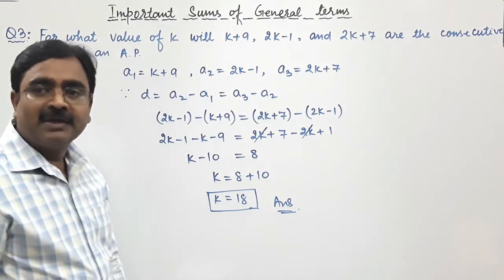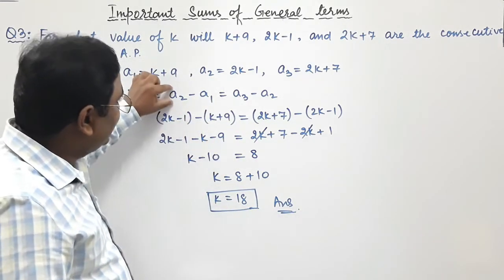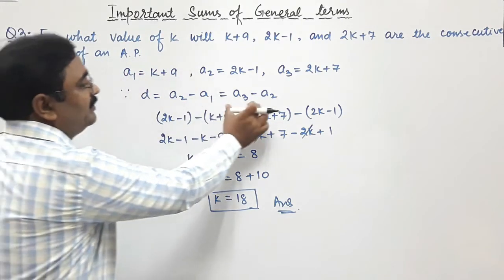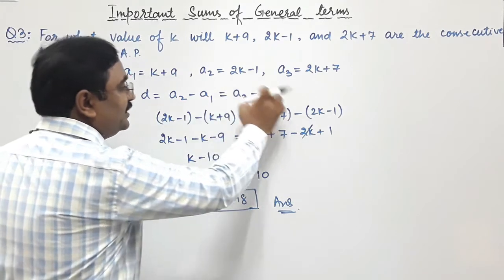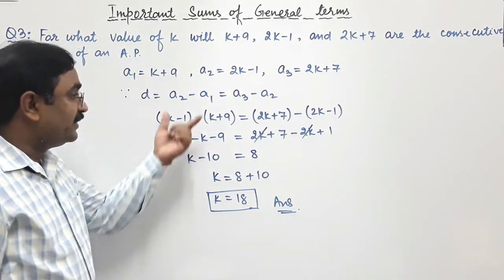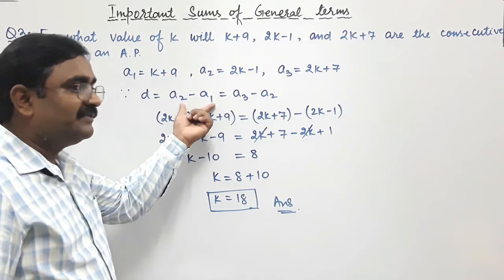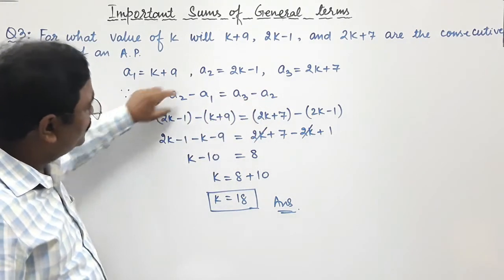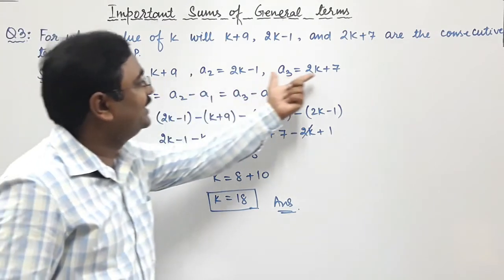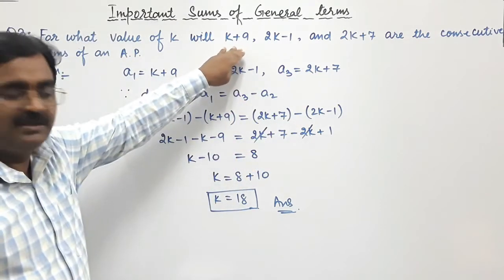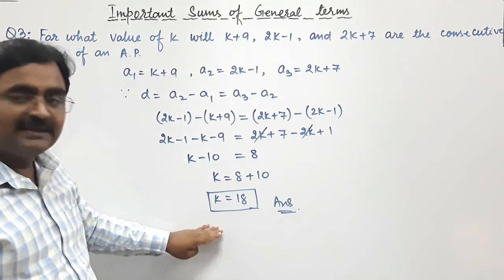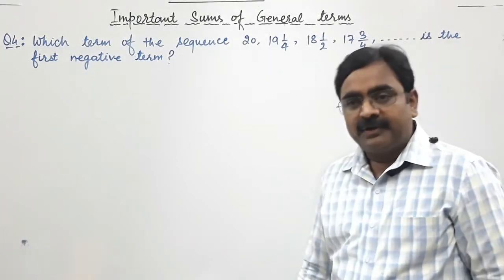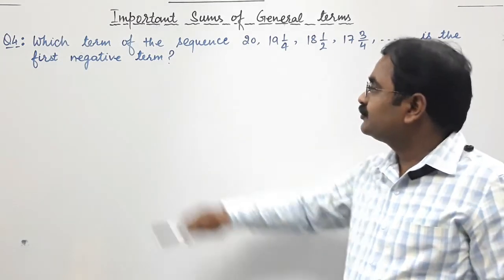Right? Any problem? As a2 minus a1 is the common difference, and this common difference can also be found by a3 minus a2. So we have taken these two relations: a2 minus a1 is equal to a3 minus a2. So we have to substitute the values of the first term, second term, and third term from the given information, and we will get the value of k easily, which is 18. Right?